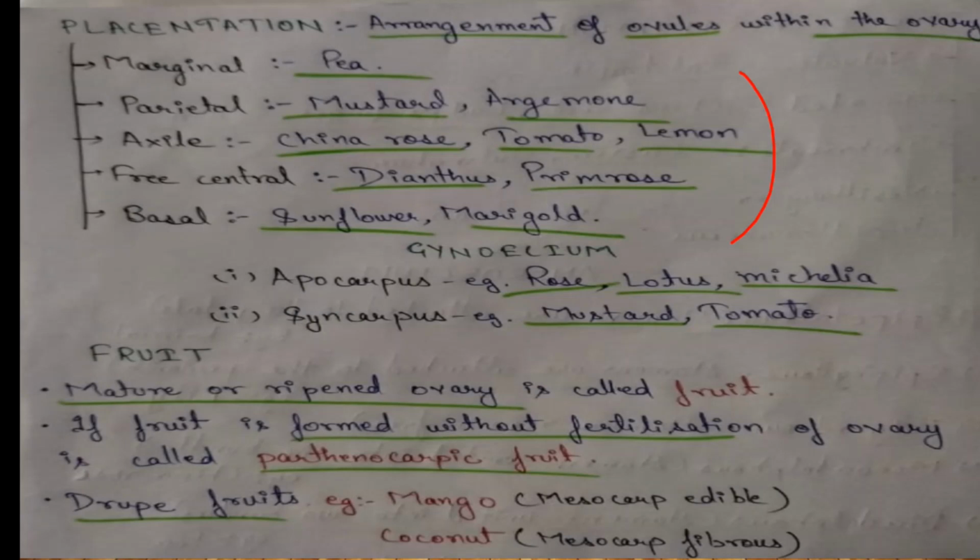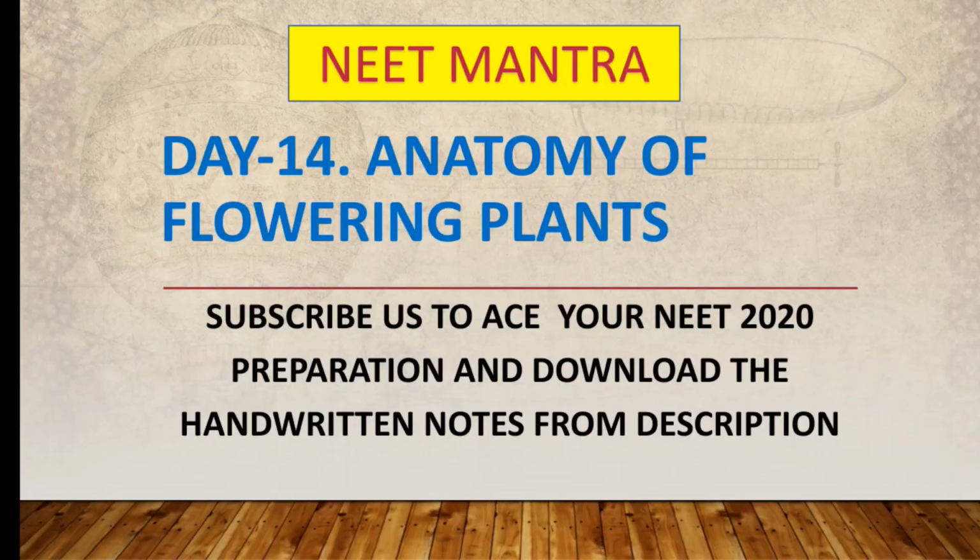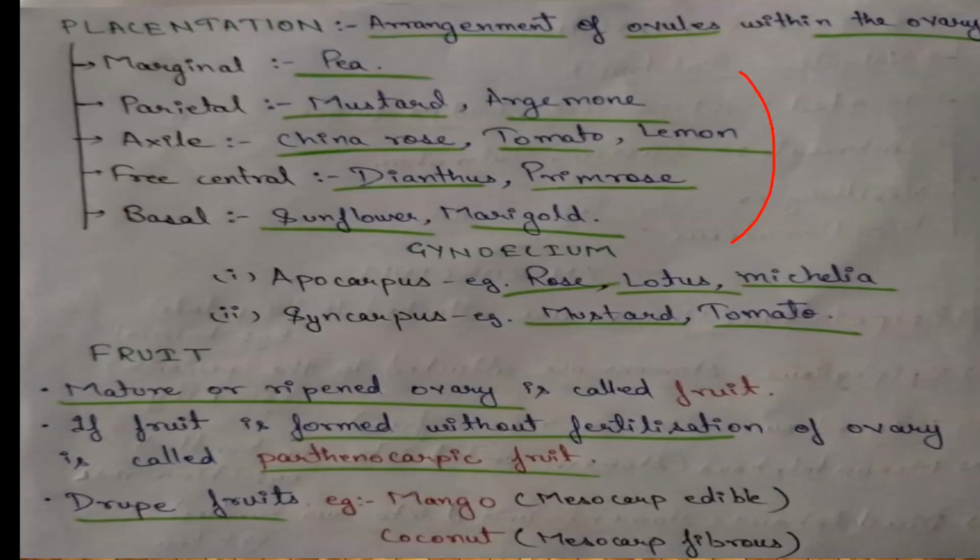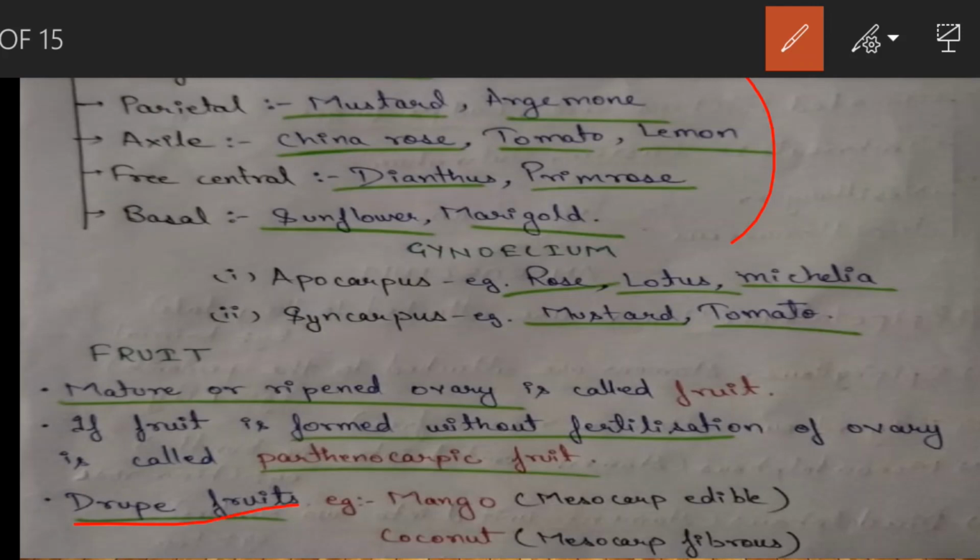Next we see fruit. A mature or ripened ovary is called fruit. If fruit is formed without fertilization of the ovary, it is called parthenocarpic fruit. And we have 2 examples of drupe fruit, which are very important from the NEET point of view, and they were asked in previous year questions. Mango, in which mesocarp is edible, and coconut, in which mesocarp is fibrous.